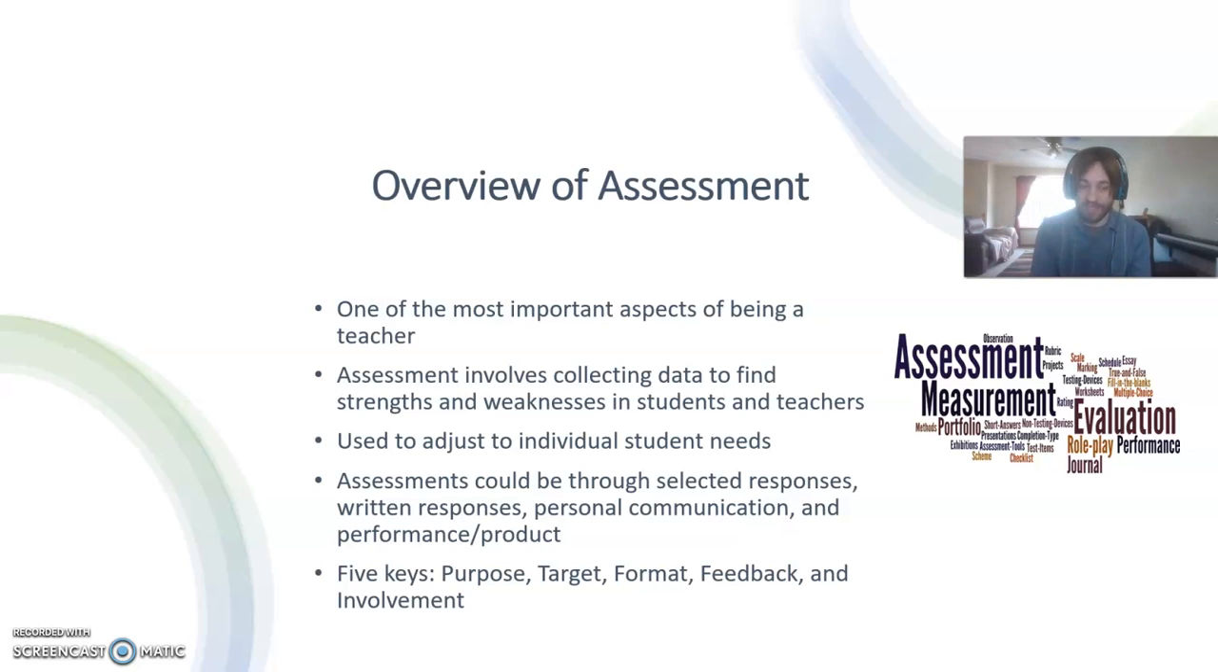There are 5 keys to assessment: purpose, which is why you are assessing and what you are assessing. Target is the goal and the standard that you want your students that you're assessing to be at. Format, like we discussed, is the type of assessment it is. For example, written response would possibly be an essay. Feedback is how feedback is given to the students. This can be done in class, it can be done on a rubric.